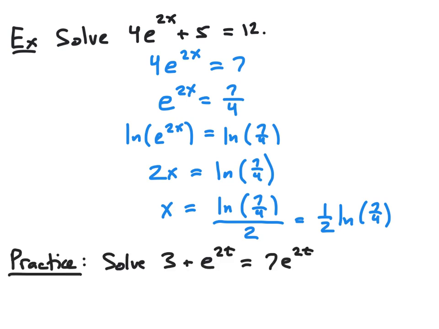If you want an additional practice problem like this one, try solving 3 plus e to the 2t equals 7e to the 2t. As a suggestion here, the first thing that you might want to do is subtract e to the 2t from both sides. The answer will appear in a few seconds.